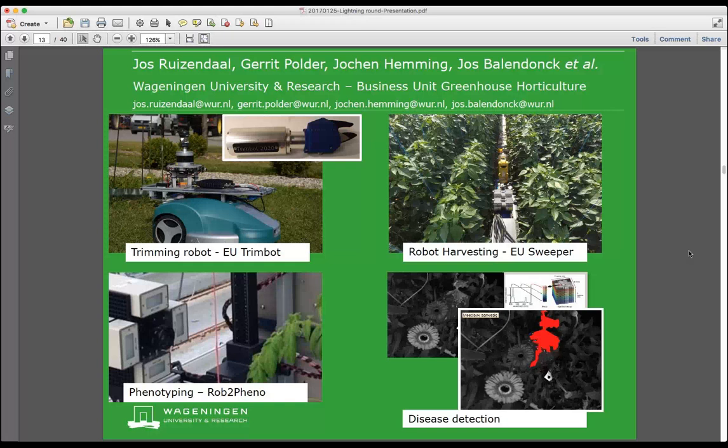Top left is the Trimbot, to develop an autonomous trimming robot to trim hedges and roses. The top right is our robotic harvesting robot. It's also an EU project, Sweeper, and the goal of the project is to bring a first generation of greenhouse harvesting robots to the market. The bottom left is about phenotyping robots, and bottom right is detection of diseases and pests in greenhouse crops. So that's the short overview of the main projects we are working on right now. If there are any questions about these topics, please contact me.